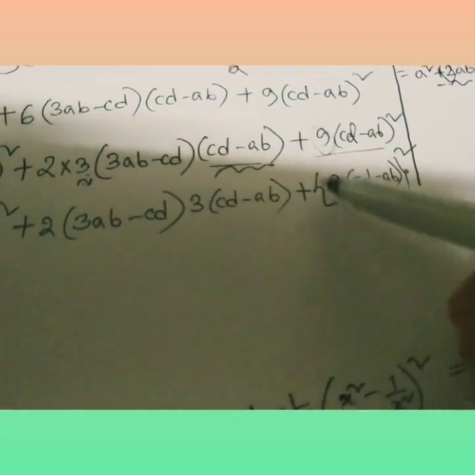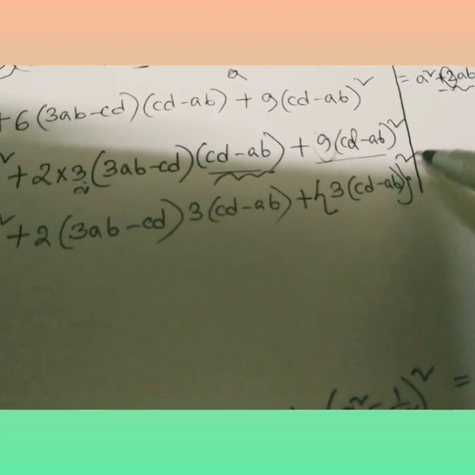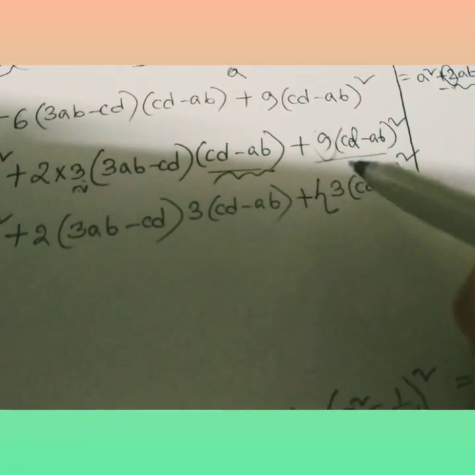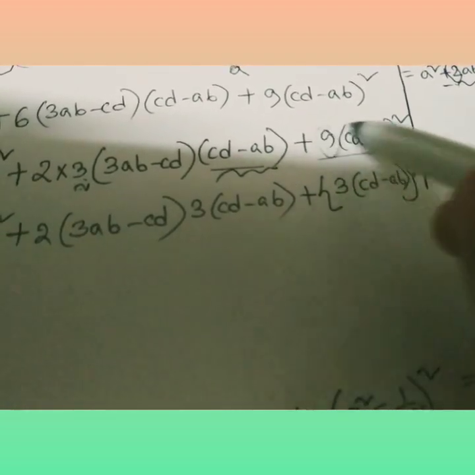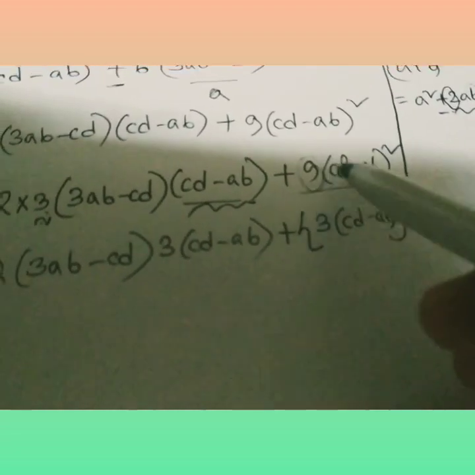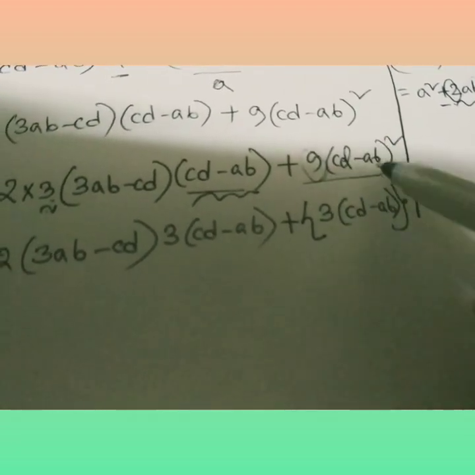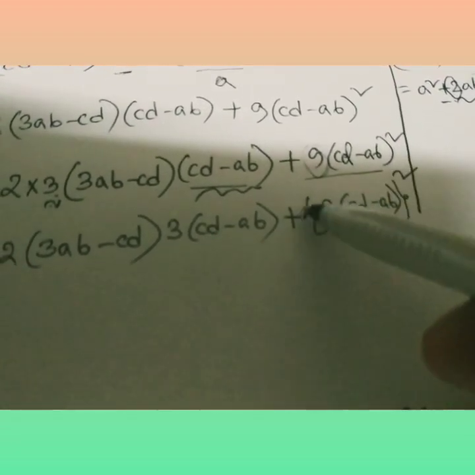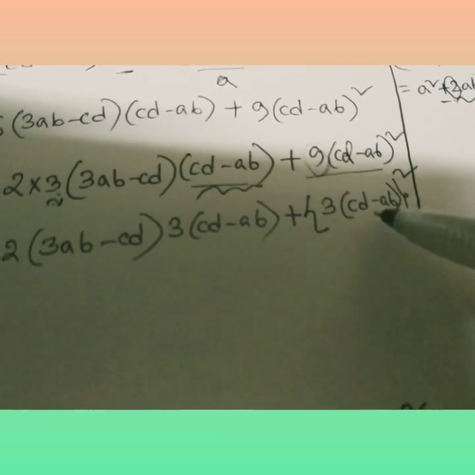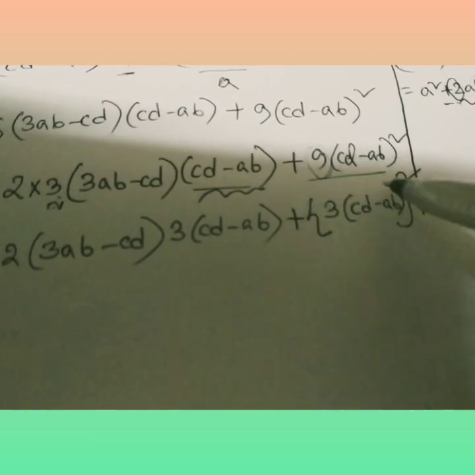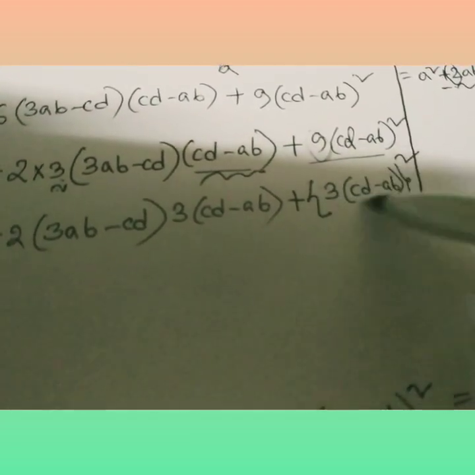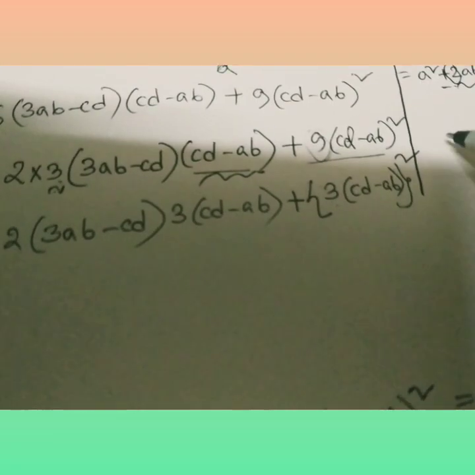So by putting a second bracket and putting a square outside of it, I can say that this particular term is the square of this whole. Before it was, the square was only for cd minus ab. So by putting a second bracket over here, what I have tried to explain is, we can now say that this whole term has a square outside of it. Means this 9 (cd minus ab) can be written as (3 into cd minus ab) whole square.